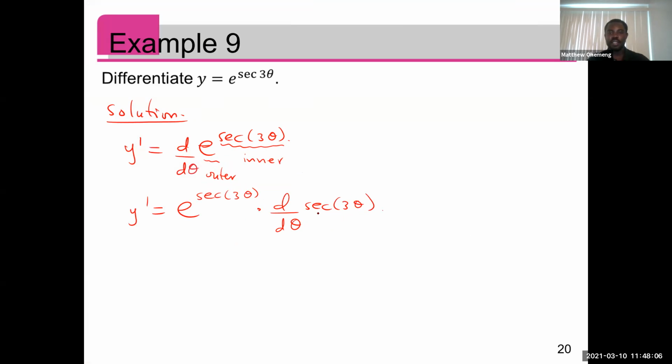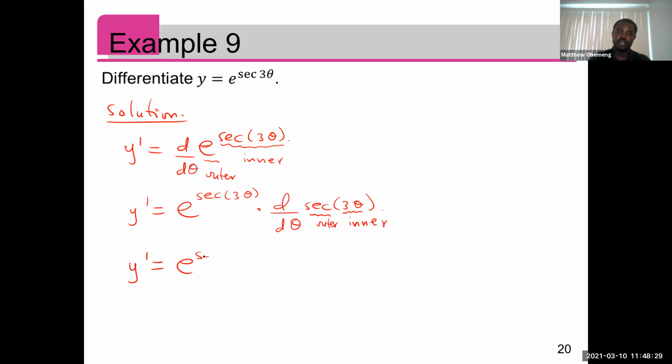Now, it turns out that this one is also a nested function because we don't have the derivative of secant of 3 theta directly. We have the derivative of secant of theta. But in this case, what's inside here is also another function by itself. So this is an inner function, and this is our outer. So you have to employ the chain rule on this. So it's like three levels, right?